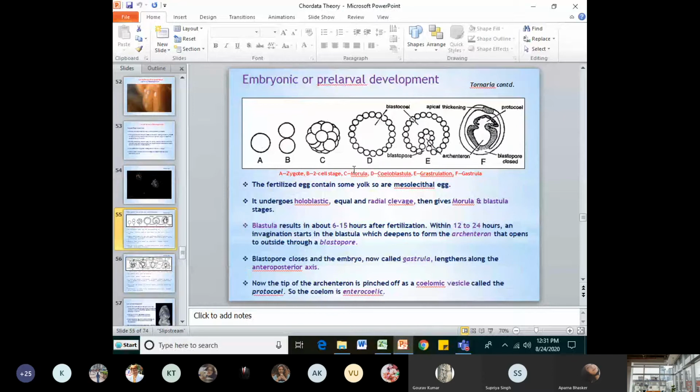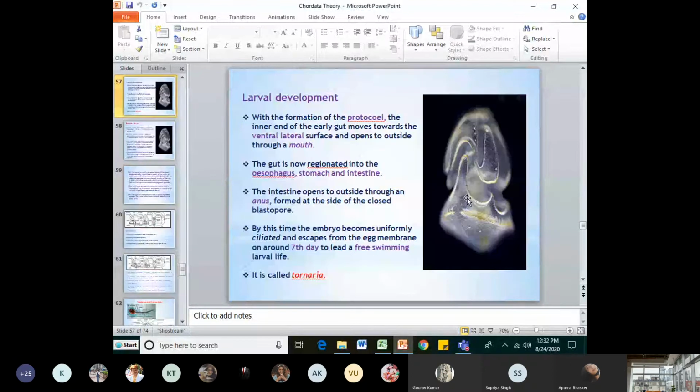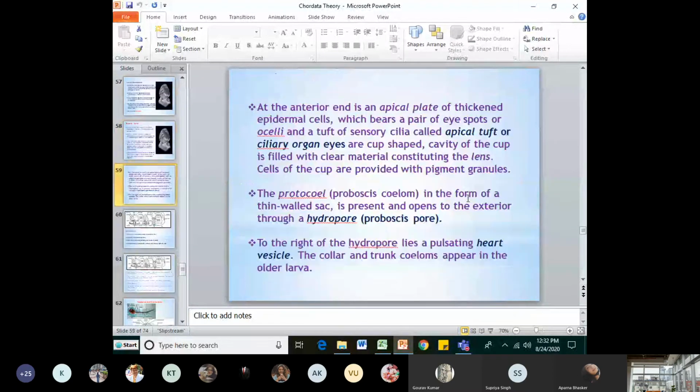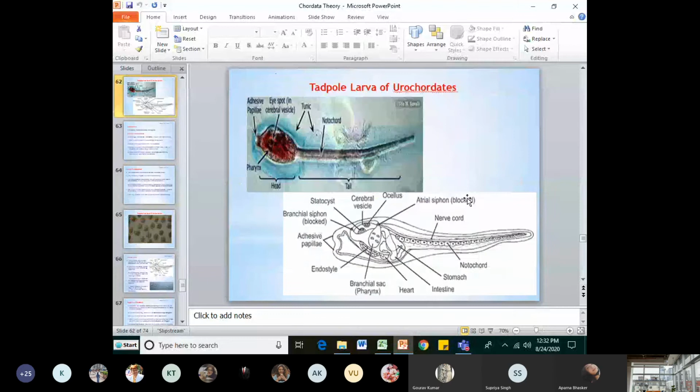Then we went through the developmental stages or embryogenesis, and we studied the structure of the Tornaria larva and then the metamorphosis. So this is how we got to know that the Tornaria larva is quite different from the adult worm, adult Balanoglossus, and it also showed a different habit and habitat.